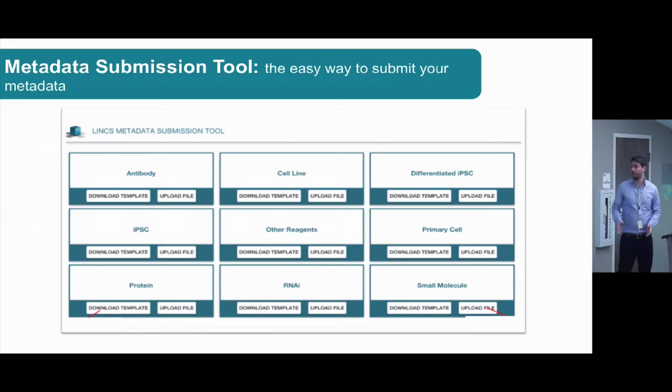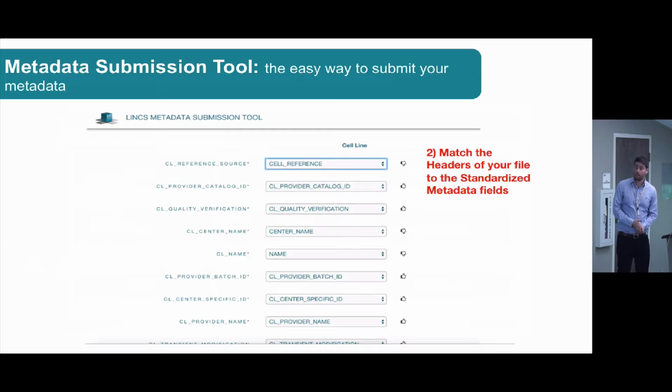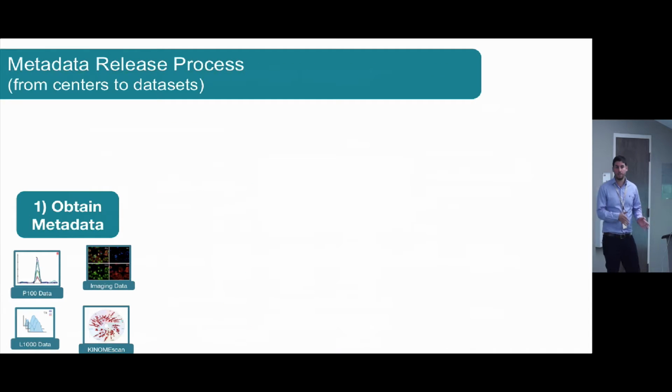So it's only 2 steps. First step, you just choose your category of the metadata. Maybe you want to send primary cell metadata. So you upload your Excel file, and then if you haven't used standardized metadata fields and used other fields, you have a drop-down menu and you align your headers with the official metadata headers. And in 2 steps, you're done.